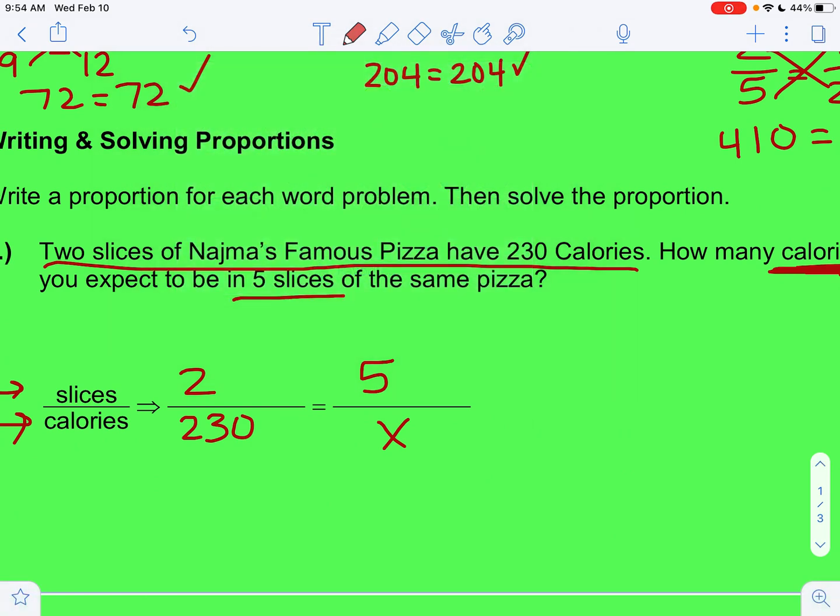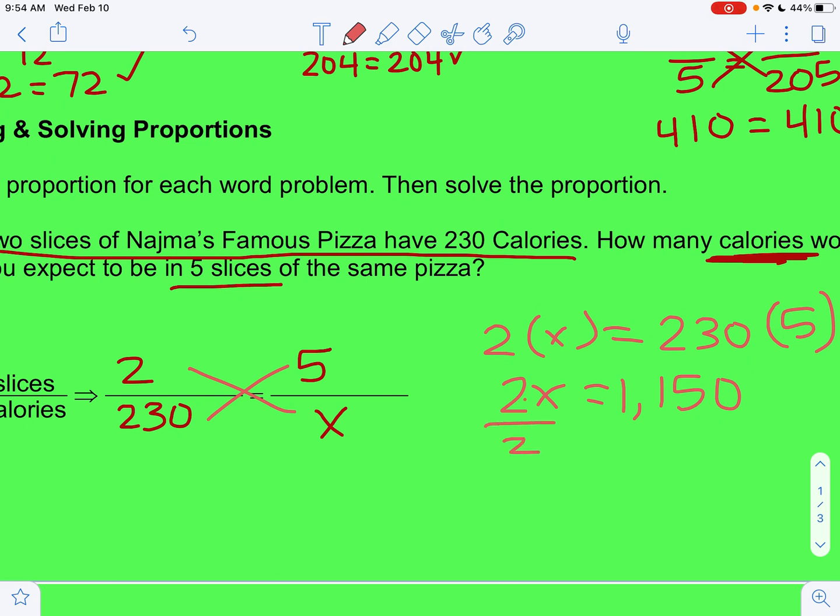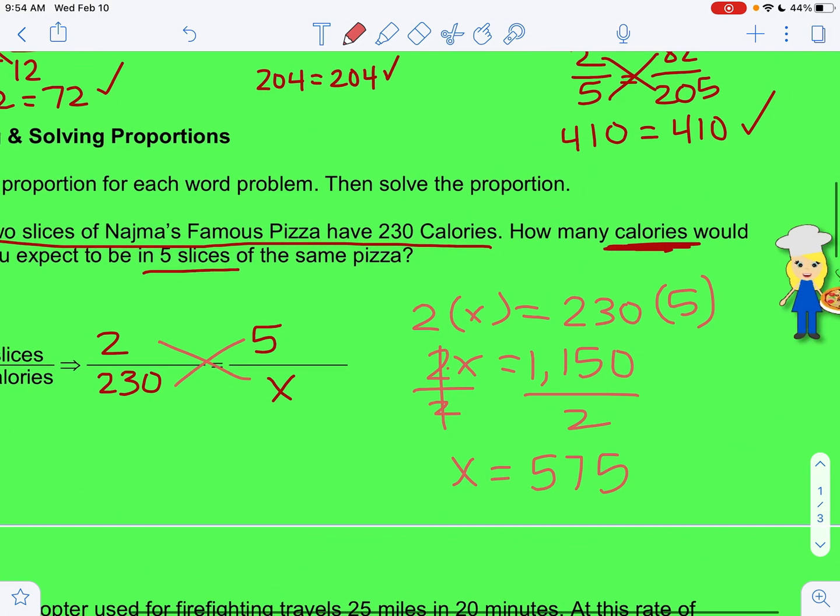Okay, let's just cross multiply like we were doing up above. 2 times x equals 230 times 5. Alright, 2 times x is just 2x. 230 times 5 gives us 1,150. Right now it's 2 times x, so we need to divide both sides by 2. Our 2's cancel, we're left with x on the left-hand side. When we take 1,150 divided by 2, we get 575.